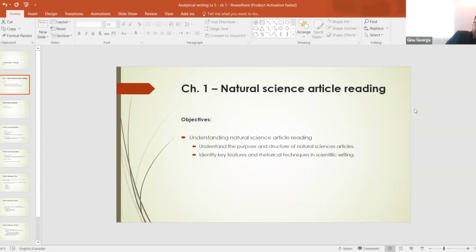We're going to try and get a sense of the purpose and structure of these sorts of articles, and then identify some key features and techniques that writers commonly use when writing such articles. Okay, so those are the objectives.